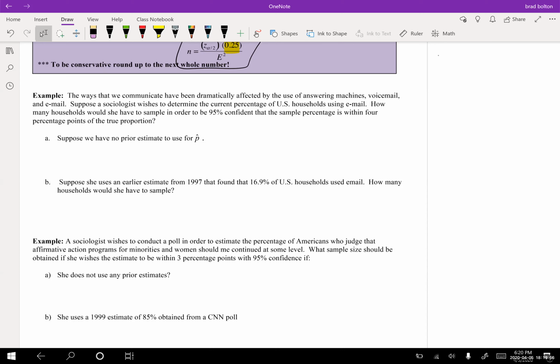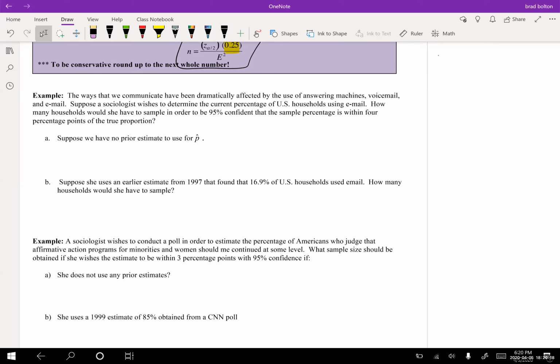So it says the ways that we communicate have been dramatically affected by the use of answering machines, voicemail, and email. Suppose a sociologist wishes to determine the current percentage of US households using email. How many households would she have to sample in order to be 95% confident that the sample percentage is within 4 percentage points of the true proportion?